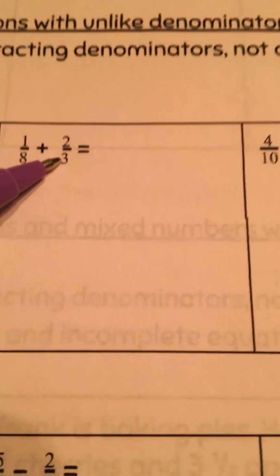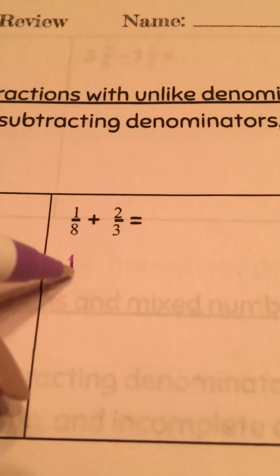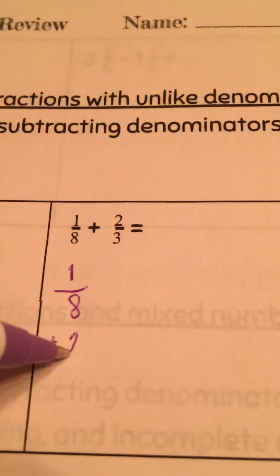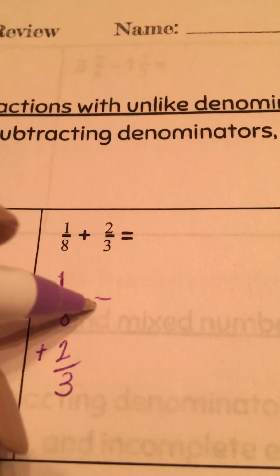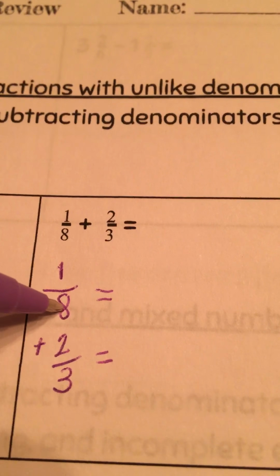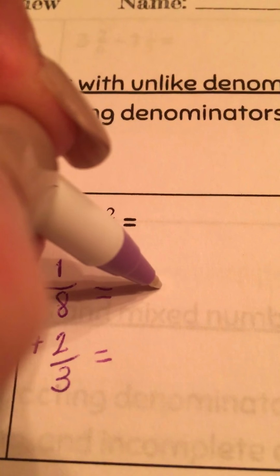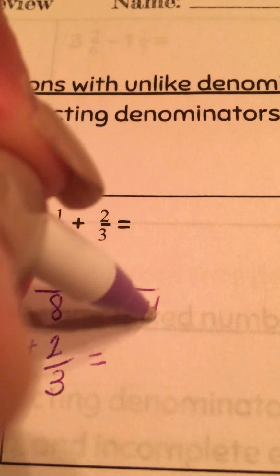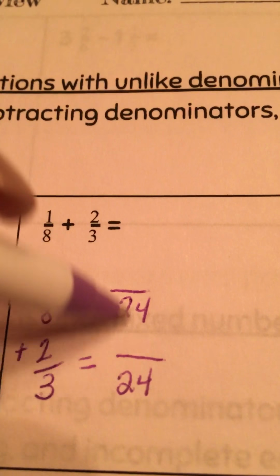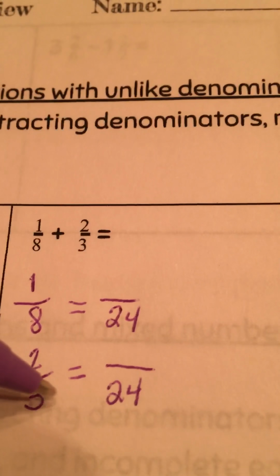Okay. All right, on our third problem, we have an 8 and a 3. So we're going to go ahead and change the denominators again. So 1/8 plus 2/3. And I'm going to have to find a common denominator for them. So the common denominator would be 8 times 3, which is 24. So this is going to become a 24, and this is going to be a 24. And once I find the numerators, I can just add them together.